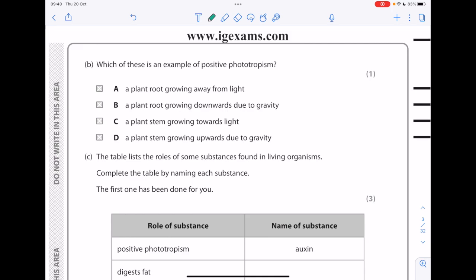Which of these is an example of positive phototropism? So photo means to do with light. Positive means growing towards the light. So a plant root growing away from the light, no, because it's away. A plant root growing downwards towards gravity, no, because that would be positive geotropism. A plant stem growing towards light, yeah, look, there's the light, growing towards. So it's C. A plant stem growing upwards due to gravity, no, that would be negative geotropism.